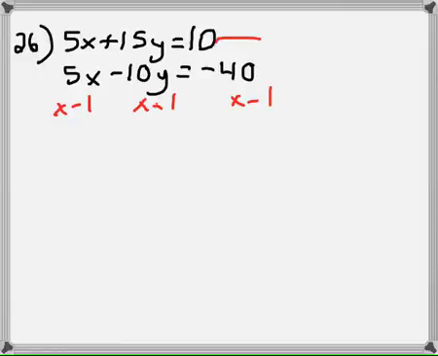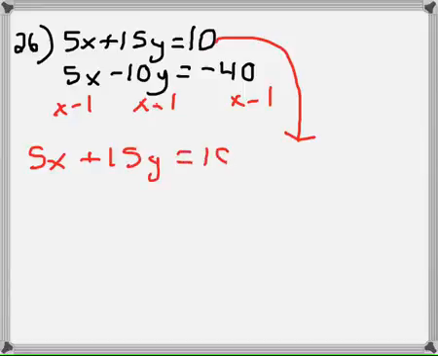Now the first thing I'm doing is I'm just recopying this first equation. 5x, I'm not doing anything to it, plus 15y, you should be writing this down, equal 10. All I did is recopy it. On the second equation, I'm going to multiply. What's 5x times negative 1? Negative 5x. What's negative 10y times negative 1? Positive 10y. And last, what's negative 40 times negative 1? Positive 40.